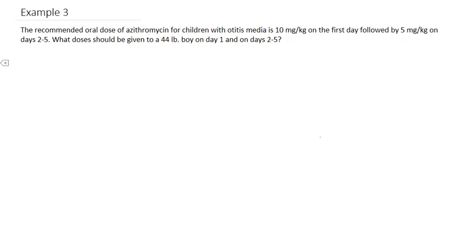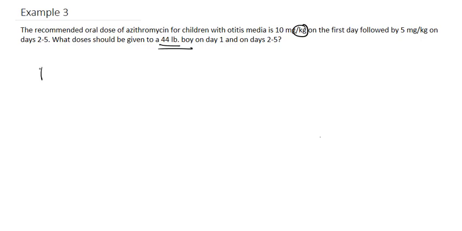The recommended oral dose of erythromycin for children with otitis media is 10 milligrams per kilogram on the first day, followed by 5 milligrams per kilogram on days 2 through 5. What doses should be given to a 44-pound boy on day 1 and on days 2 through 5? So for this problem, we know that we need to convert the weight of the boy to kilograms first, because this drug is given in kilograms.